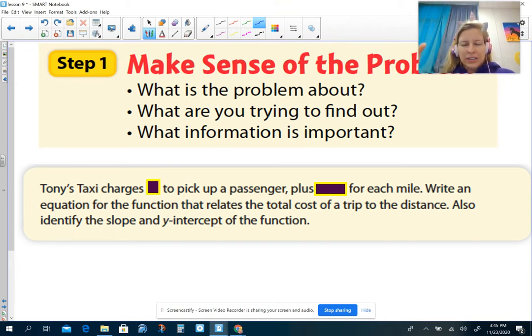But this is where I need your brain. Notice there's no numbers because I want you to focus on my words. It is so important that we be able to figure out what the problem is about before we have numbers. So watch what I'm going to do.